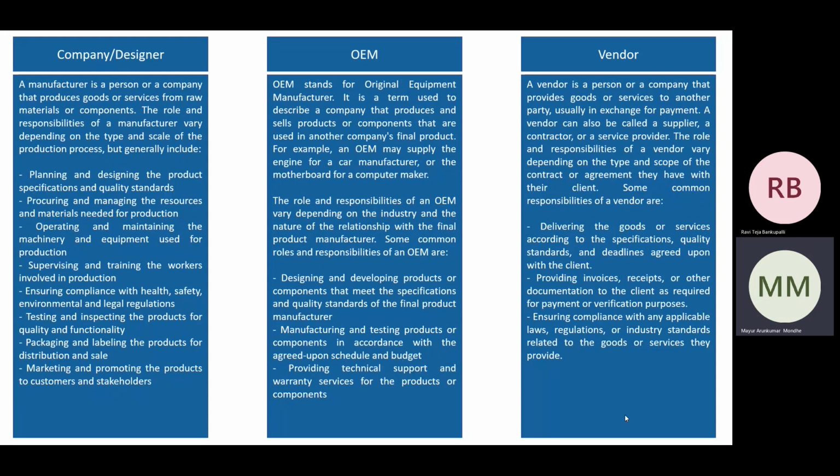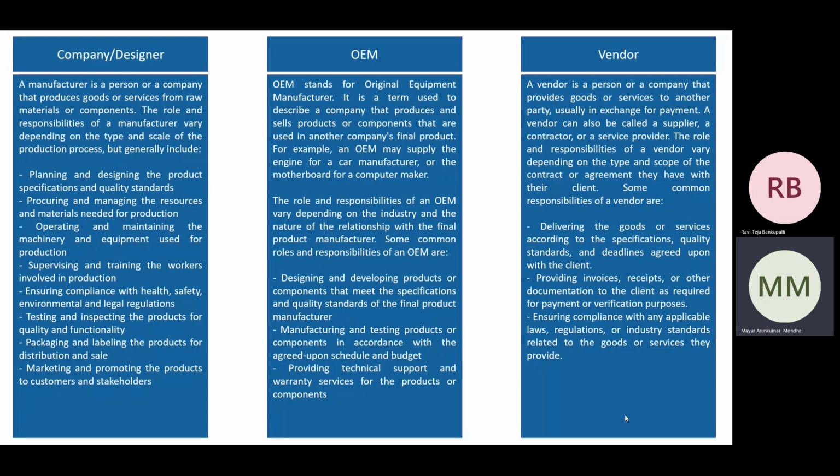The very first is a company or the designer of a product. The manufacturer of any product is a person or a company that produces goods or services from raw materials and components. The role and responsibilities of manufacturer may vary depending on the type and scale of the production process. Then the second entity is OEM. We call them as original equipment manufacturer.